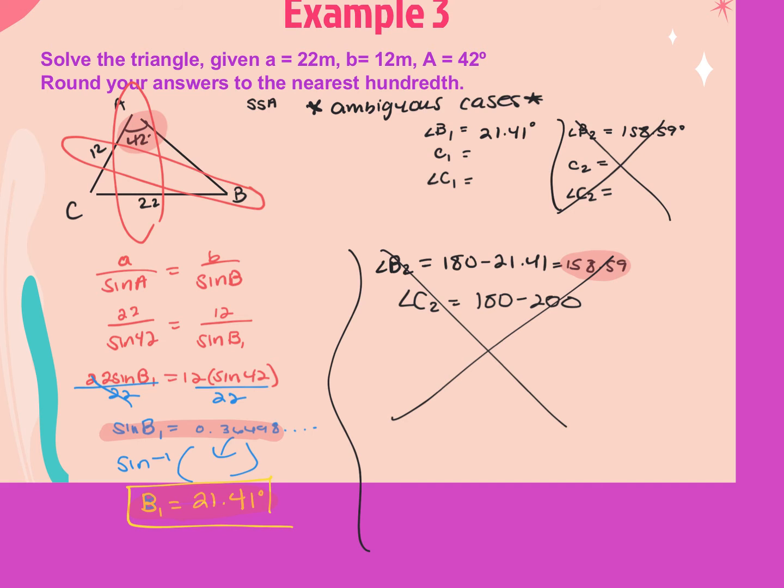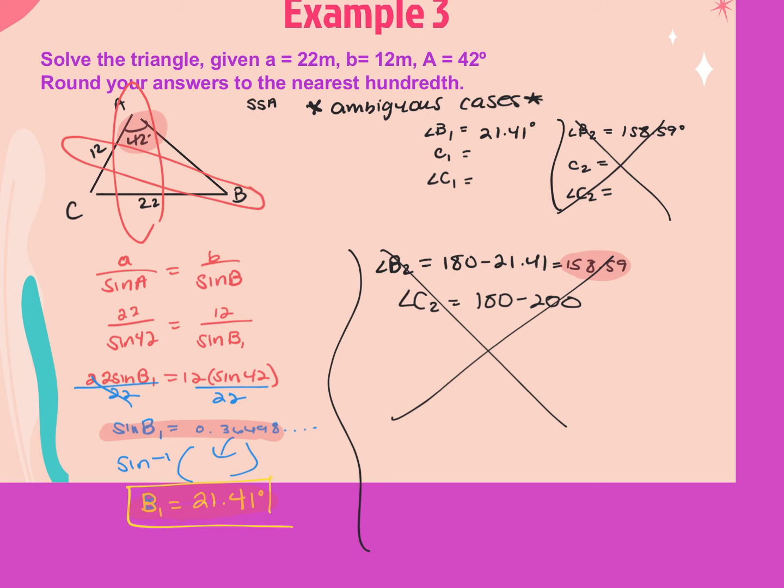Correct. And if the B2 plus the given angle are greater than 180, it would be negative, and there's no second triangle. Correct. If it's less than 180, then we would keep going, and you continue to solve for both triangles. Correct. Which you're going to see. I'm going to do it with you. But yes, that is right.